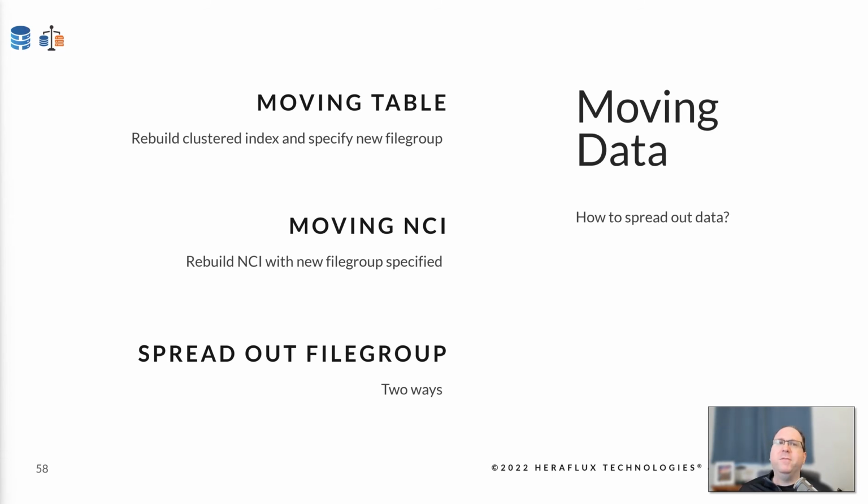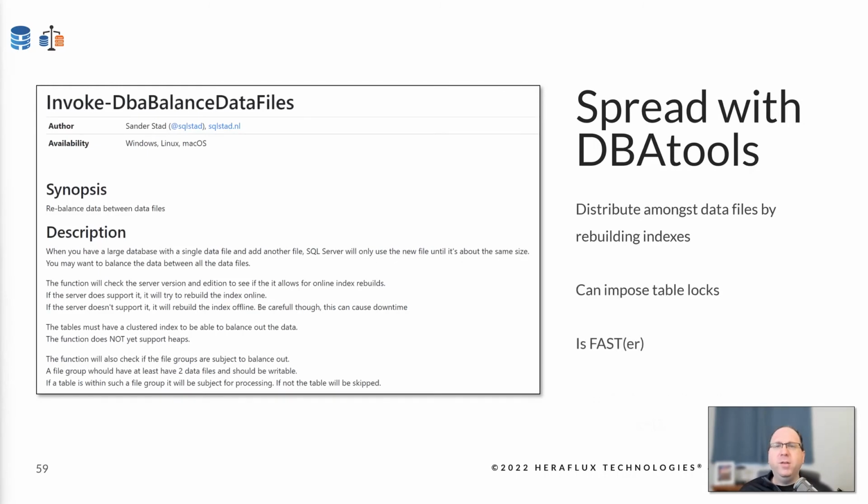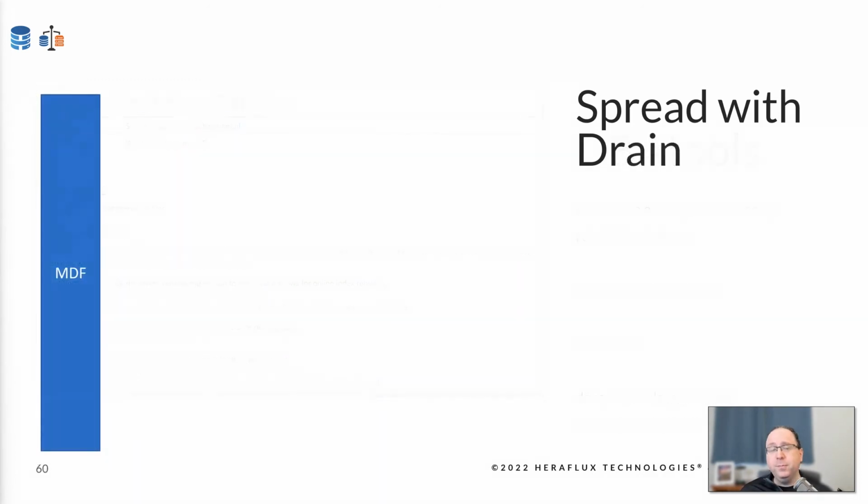Now, how do we spread out the file group? There's a couple of different ways in here. One is with a DBA PowerShell module that I love called dbatools. This way is fast. What it does is it will redistribute the data in these data files by simply rebuilding all of the indexes. It can impose table locks, but it is fast. If you want to read more about this, go out to dbatools.io, hit the link on the screen there, and you can go read up more about it. And it's super cool. I have a way to do it that is online for both Standard and Enterprise.